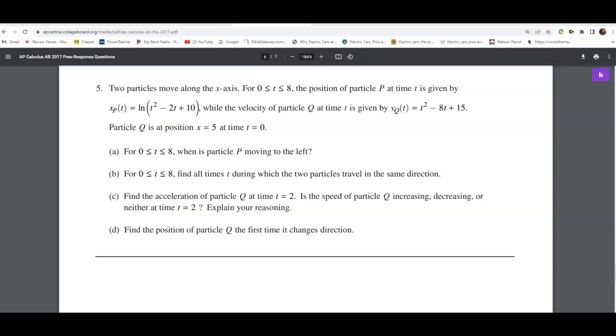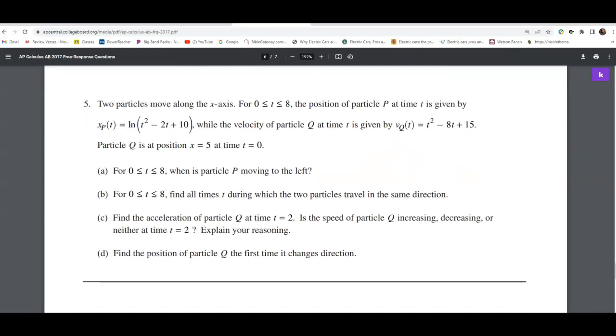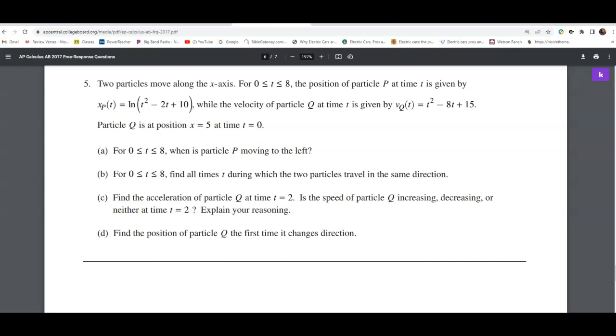All right, guys, let's go ahead and start off with this FRQ question. This is question number 5 from 2017. Two particles move along the x-axis, so we're moving horizontally there. On a time interval from 0 to 8, the position of p at any given time is this. So this is a position function. And the velocity of particle q at any given time is given by this. So this is the velocity function.